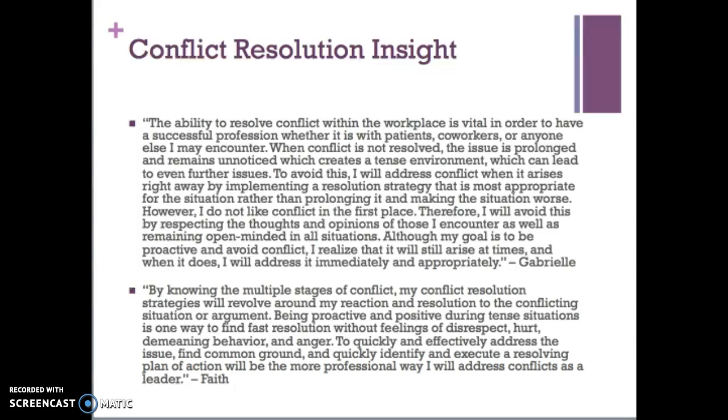Faith states, by knowing the multiple stages of conflict, my conflict resolution strategies will revolve around my reaction and resolution to the conflicting situation or argument. Being proactive and positive during tense situations is one way to find fast resolution without feelings of disrespect, hurt, demeaning behavior, and anger. To quickly and effectively address the issue, find common ground, and quickly identify and execute a resolving plan of action will be the more professional way I will address conflict as a leader.